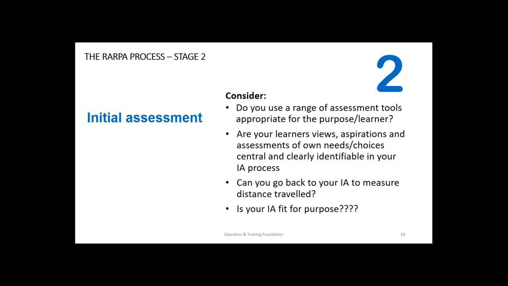So as I've said, how can you go back when you're tracking the learning? How can you look at the journey that they've gone on? Is there clear evidence from the initial assessment of the learner's journey forward?